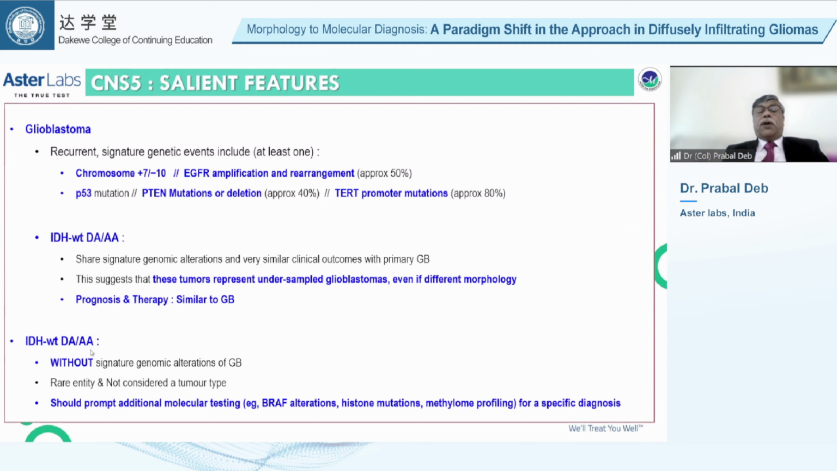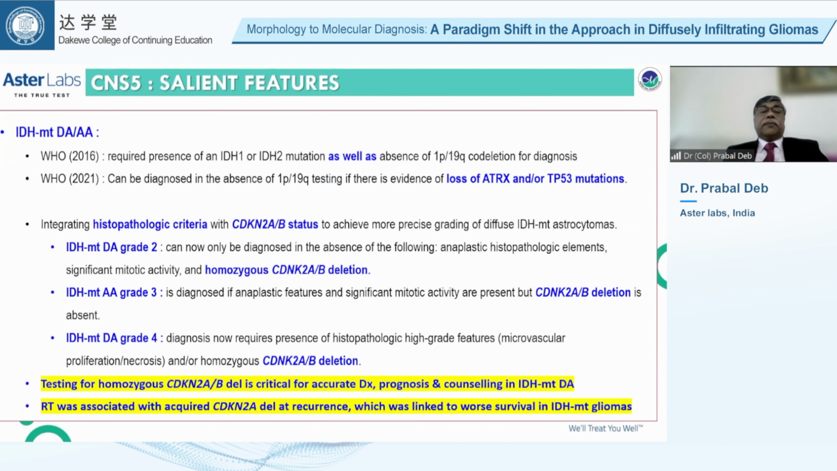IDH wild type diffuse astrocytoma or anaplastic astrocytoma without the genomic alterations of glioblastoma is a rare entity and not considered a tumor type. If something like this is encountered, it should prompt additional molecular testing in the form of BRAF alteration, histone mutation, and most important, methylome profiling for a specific diagnosis.